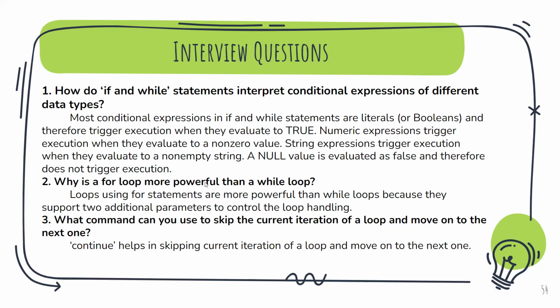And like I've mentioned earlier, the for loop is more powerful than the while loop because it has two additional parameters. We generally execute many iterations in loops, right? So if we want to skip a particular iteration and go to the next iteration, we can use the continue statement.